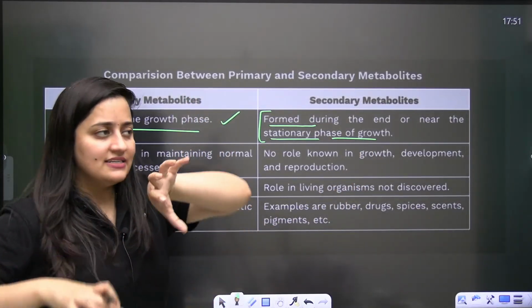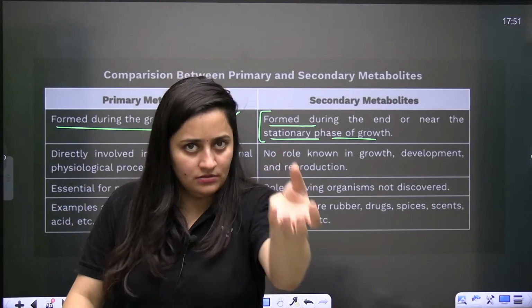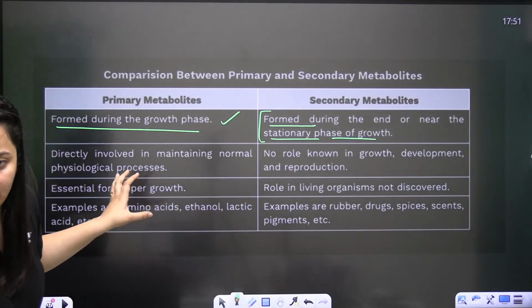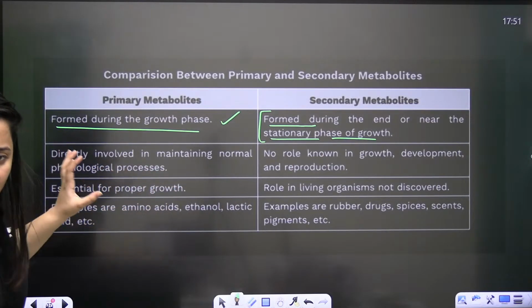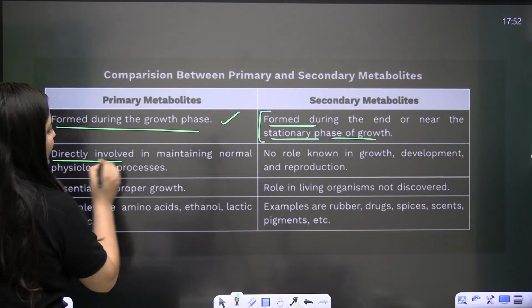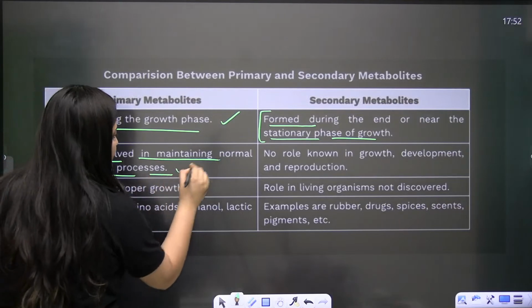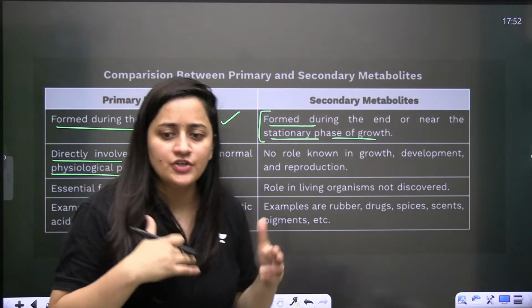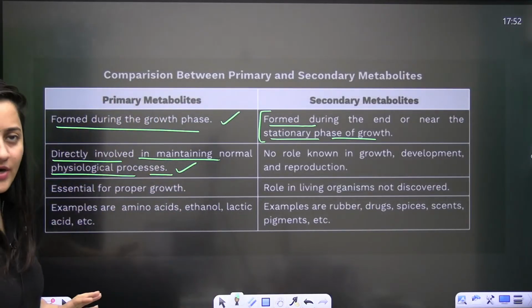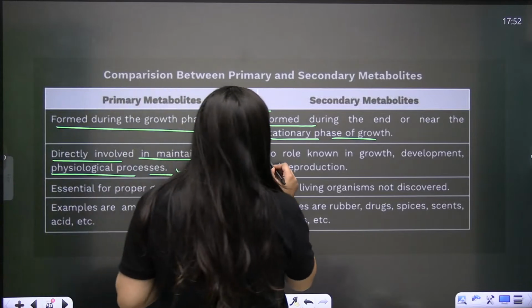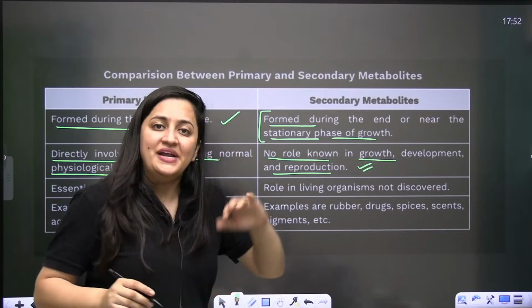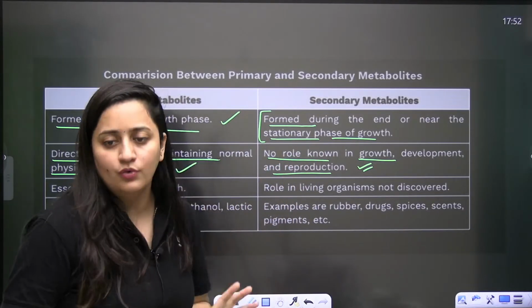It is just a kind of outcome, a kind of compound that is for human welfare. This is what you need to focus on. Primary metabolites are directly involved in maintaining normal physiological processes. Physiological means internal functioning, the processes going on in our body. Primary metabolites are directly involved in maintaining it. When you talk about secondary metabolites, they are not playing any role in growth and development. Indirectly they may play a role, but directly they do not.